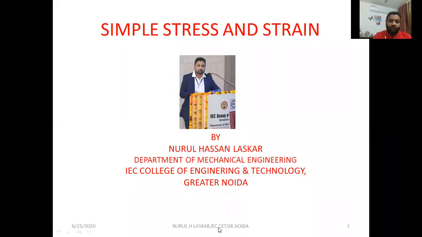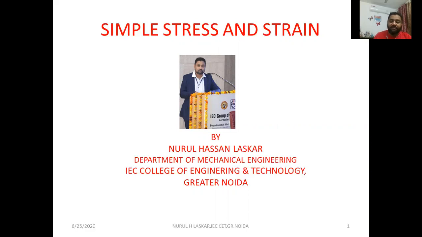So in the last lecture we discussed Hooke's law. So what is Hooke's law? According to Hooke's law, the stress is directly proportional to strain. So that means stress is equal to some constant multiplied by strain, and that constant is known as the elastic constant. So if I want to define the elastic constant, then elastic constant is the ratio of stress upon strain.